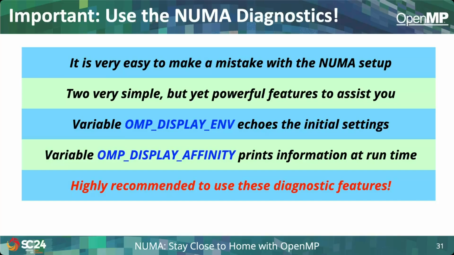You can also verify what happens when the program is running, and for that you can set OMP display affinity. It's a programmable interface. By default it has a certain format, but you can change it. And that gives you the dynamic information about the affinity controls, what happens at runtime. I can highly recommend to use these.